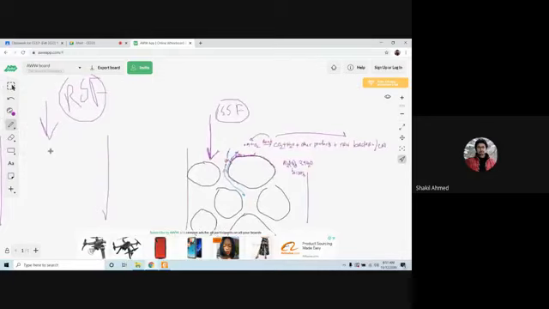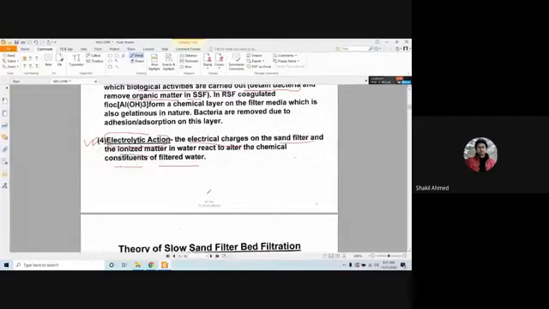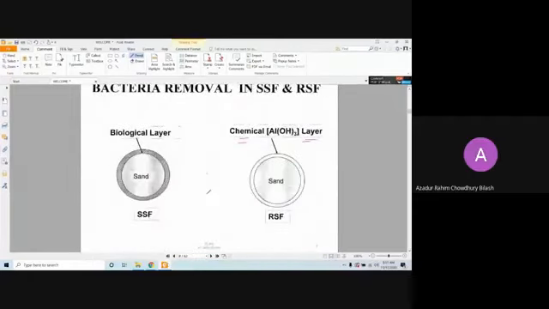In case of rapid sand filter, because bacterial film is unlikely to form, you use chemical. That means instead of making bacterial film, you form the chemical film, the chemical layer, the aluminum hydroxide. Is it clear? Yes, sir. So in slow sand filter, you have biological layer, and in rapid sand filter, you have chemical layer.